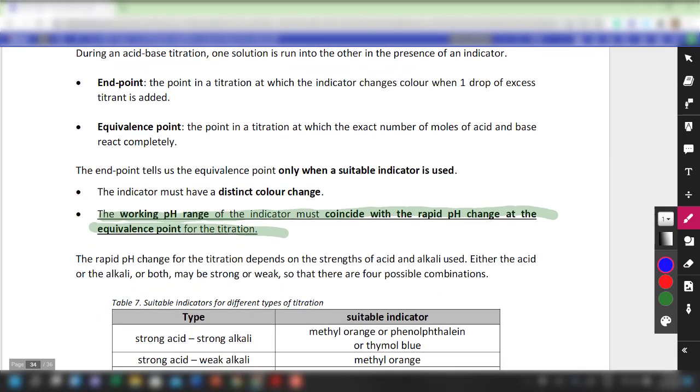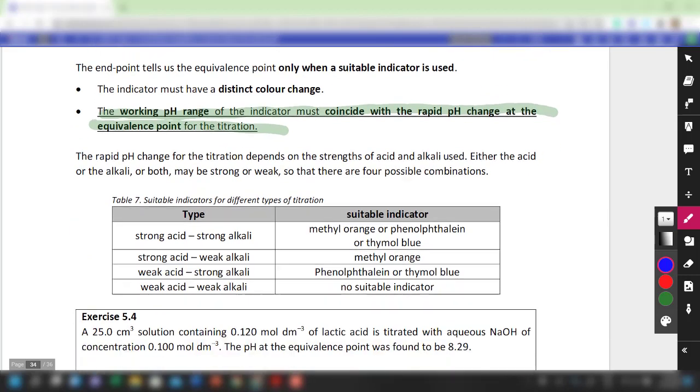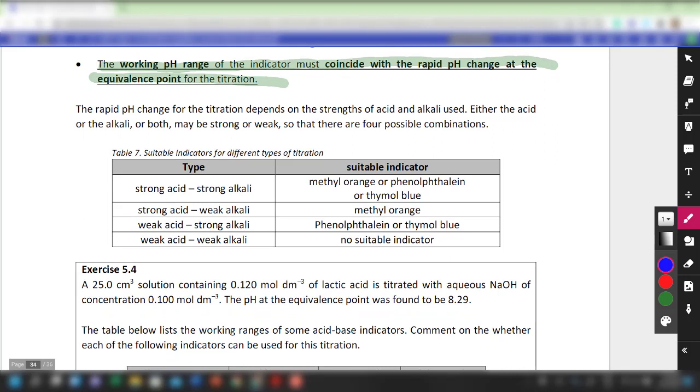Okay, and this region of rapid pH change really depends on the nature of the acid and alkali combined as well. So in general, when we are dealing with strong acid, strong alkali, or strong base titration, most of the indicators work relatively well. So whether we are talking about methyl orange, phenolphthalein, thymol-blue, if we have strong acid, weak base titration, the end point or the equivalence point will be less than 7. So we'll be using an indicator with a working range below 7. So that will be methyl orange.